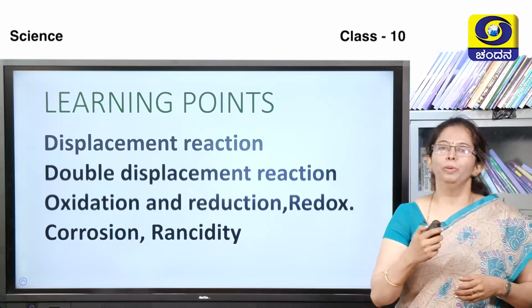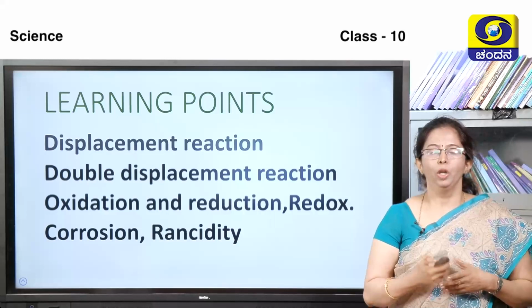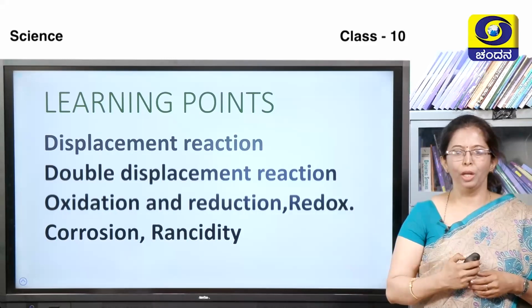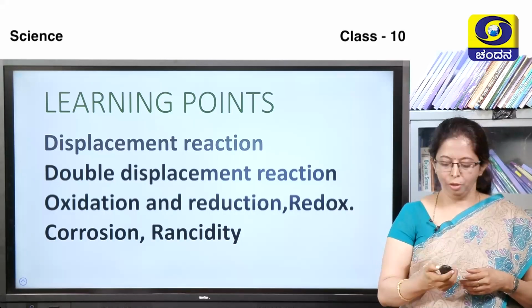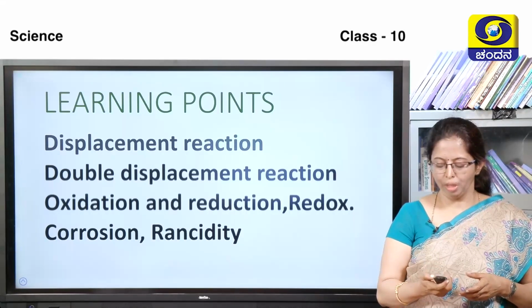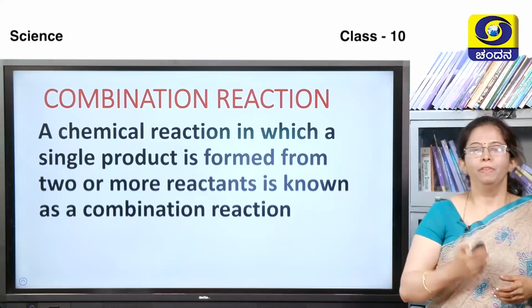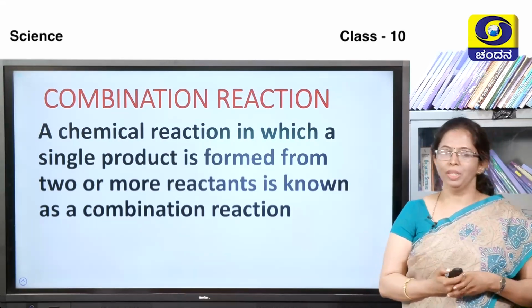Before starting, I hope you have kept a notebook along with you, a pen and your textbook, so that you can note down your main key points. So, moving on to the next one. First we will know what combination reactions are.